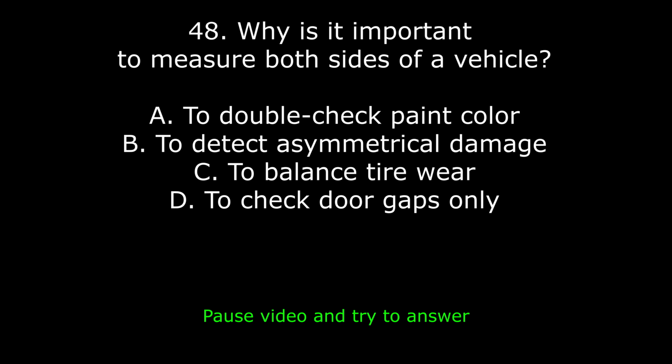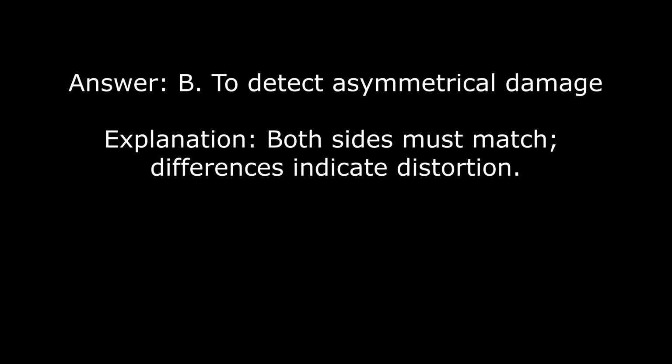48. Why is it important to measure both sides of a vehicle? A. To double-check paint color. B. To detect asymmetrical damage. C. To balance tire wear. Or D. To check door gaps only. Answer: B. To detect asymmetrical damage. Explanation: both sides must match. Differences indicate distortion.